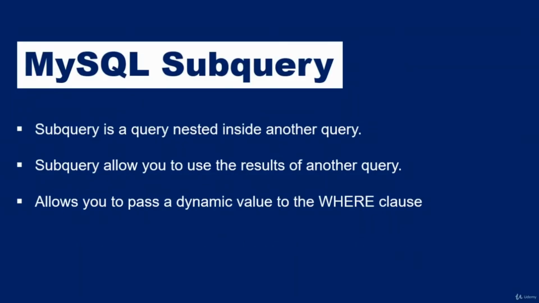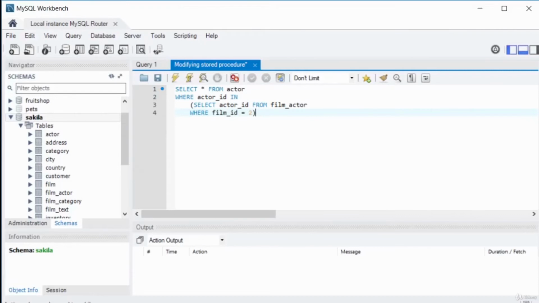Subqueries are normally enclosed in parentheses, and they can also sometimes be referred to as an inner query or inner select. So I've added a script here to illustrate how subquery works. In this example here, the subquery is enclosed in parentheses. What I'm trying to do here is retrieve the details of all the actors that appeared in the film with a film ID of 2.